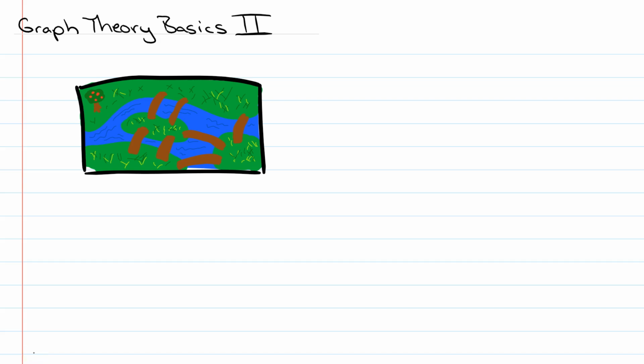In our last video, we talked about some of the most basic concepts in graph theory. We talked about edges and vertices, we talked a little bit about loops, a special kind of edge, and we talked about equivalent graphs. So now that we have an idea of what a graph is, it's probably a good idea to figure out what a graph is good for.